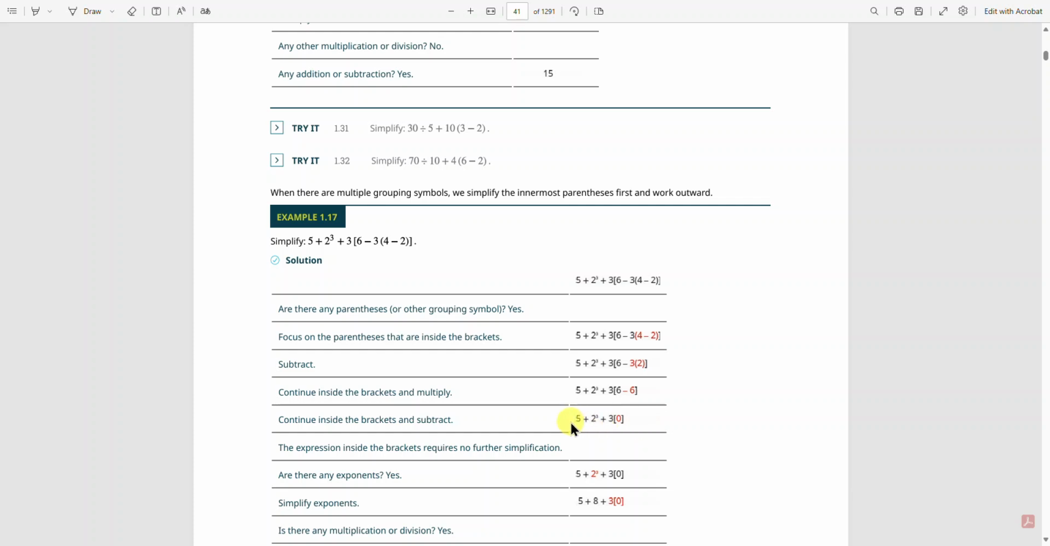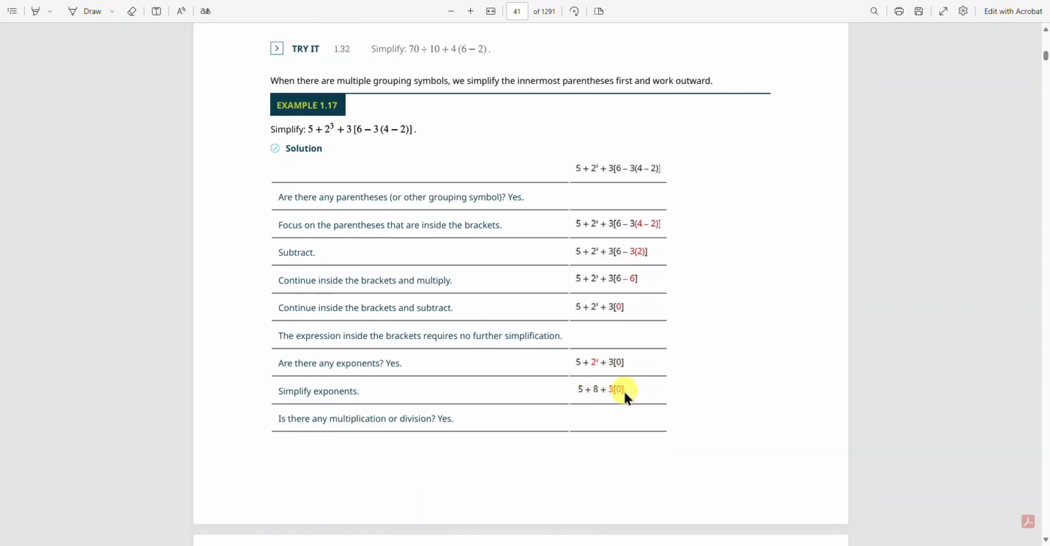And we ask, are there any exponents in this expression? And the answer here is yes. We have 2 to the third power, so we need to simplify that first. 2 to the third power means 2 multiplied 3 times. So we have 2 times 2 times 2, and that's equal to 8. 2 times 2 is 4. 4 times 2 is 8. So we take care of that exponent first. We simplify that to 8, and we're left with 5 plus 8 plus 3 times 0.